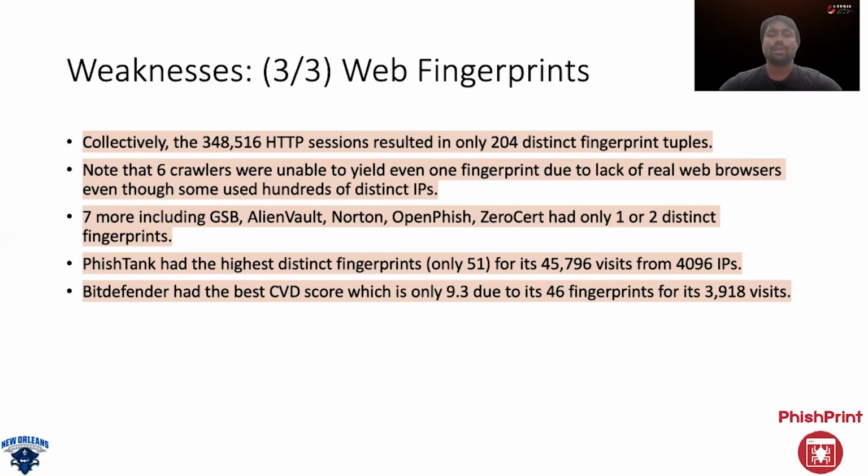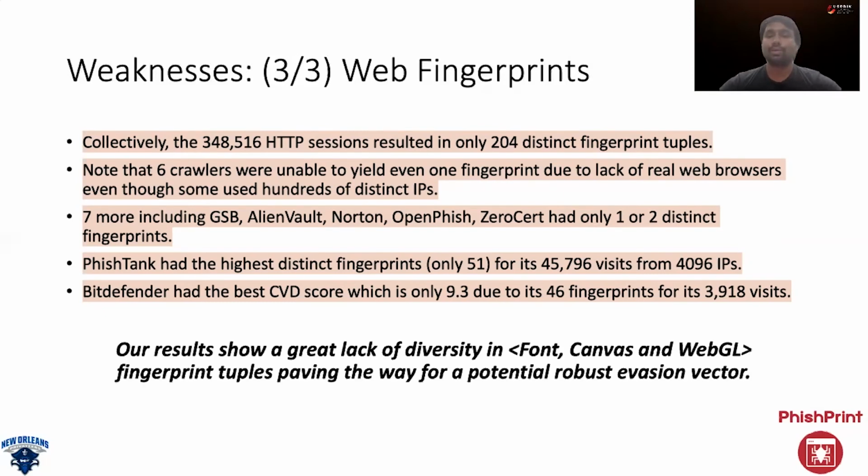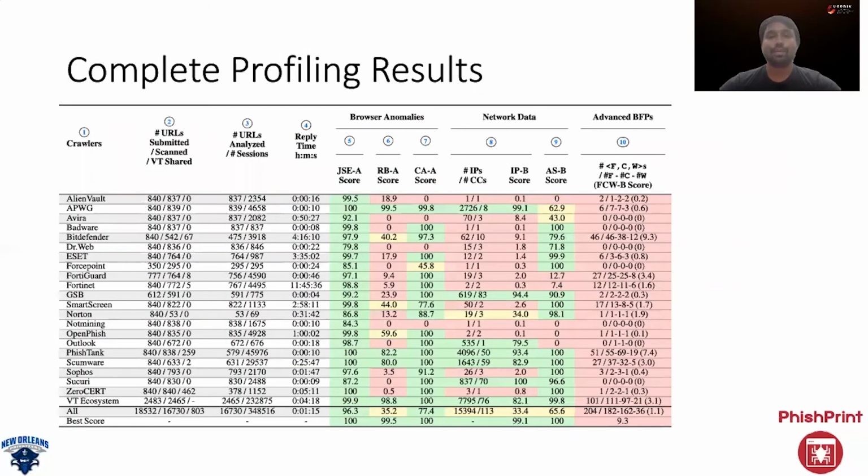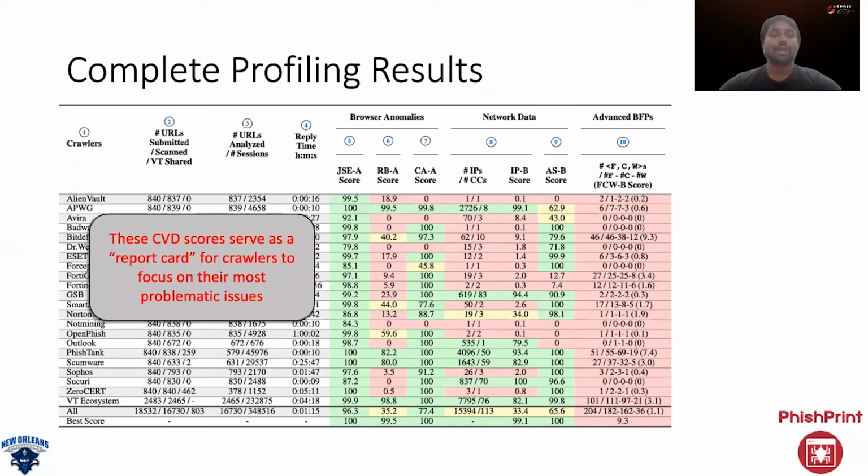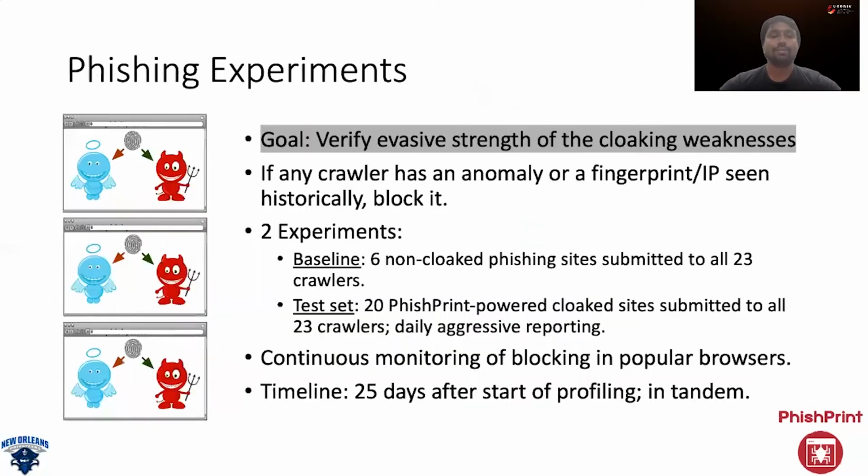The best CVD score, which was from Bitdefender, was only 9.3, because of 46 fingerprints for its 4,000 different visits. As we can see, there is a great lack of diversity in font, canvas, and WebGL, which actually shows a way for a potential robust evasion vector. The complete profiling results can be found in this table in our paper. This CVD score serves as a report card for crawlers to focus on their most problematic issues.